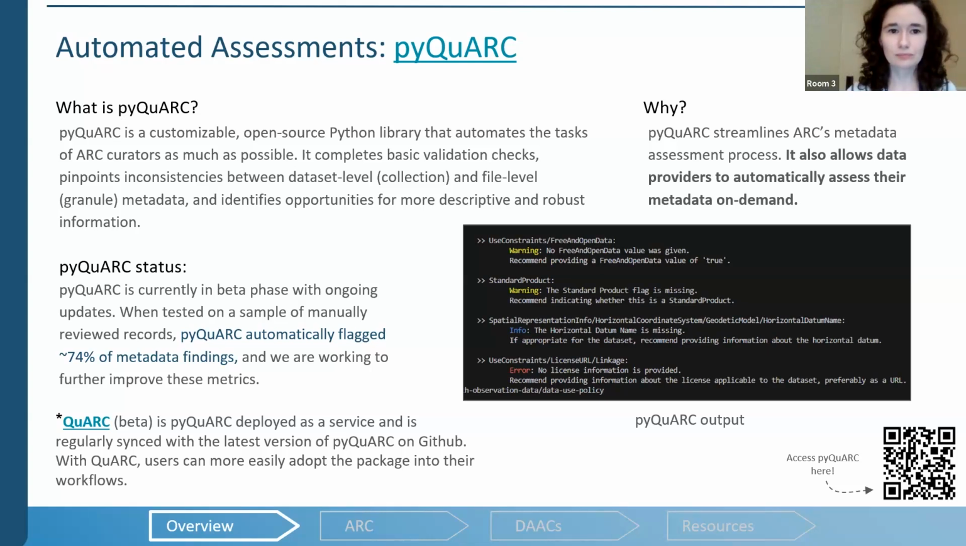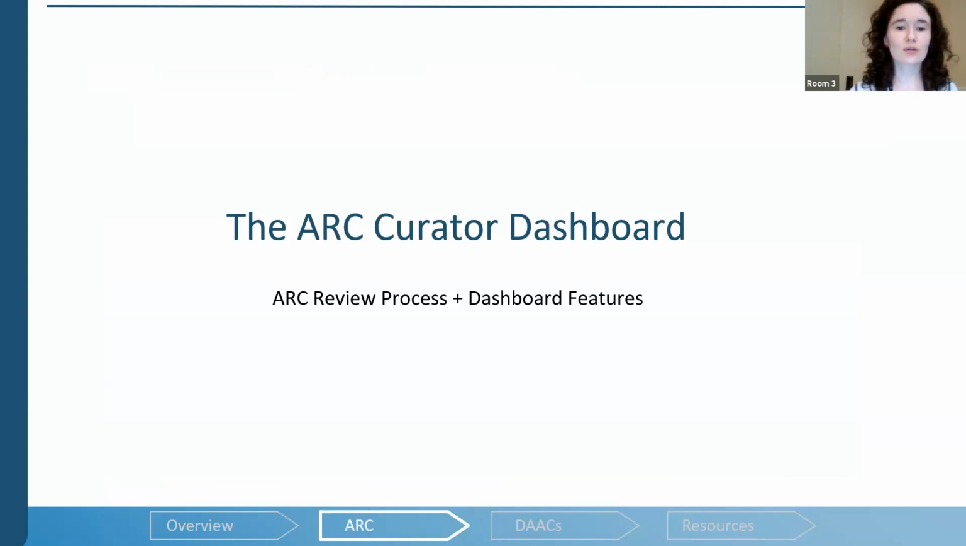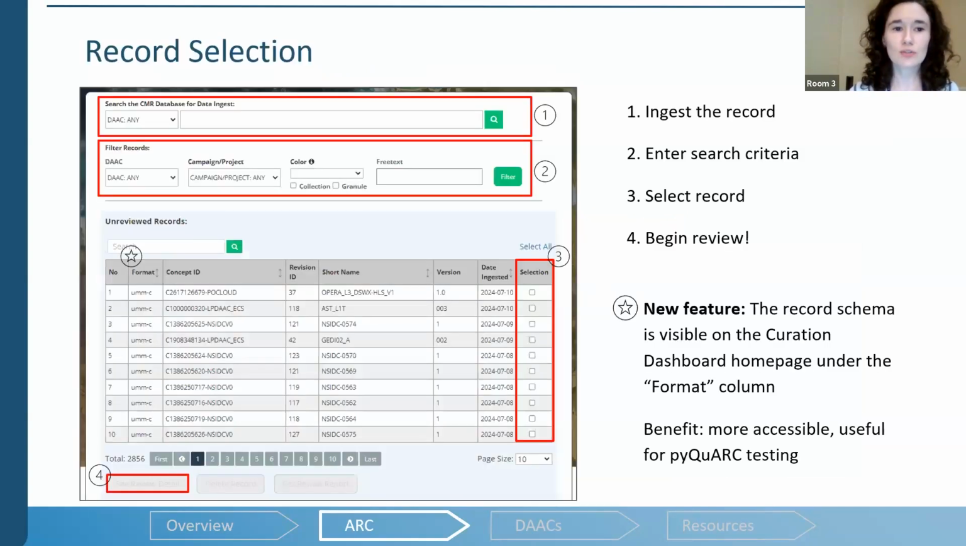So this is the CMR Metadata Curation Dashboard. This is how we go in and do our assessments. Initially, metadata reports were shared with DACs using spreadsheets. Fortunately, this was before I started, but this tool is extremely useful, and it also allows us to share our metadata reports directly with the DACs. So first I'll go over our ARC Curator dashboard, including the review process and some features.